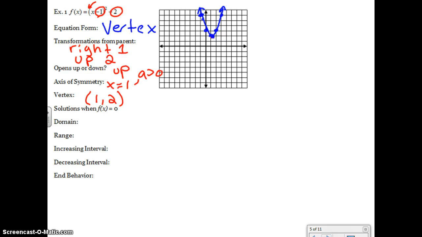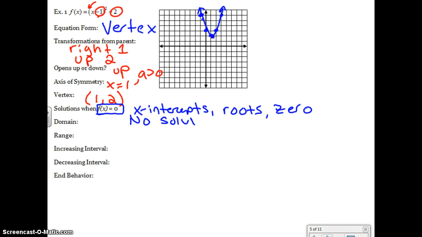When we talk about solutions, just like you did with linear functions, we're talking about when you cross the x-axis or when f of x is equal to 0. We call these your x-intercepts. Sometimes you call them roots. You call them a 0. So does this function ever cross the x-axis? No. So for this one, I have no solutions because it doesn't cross.